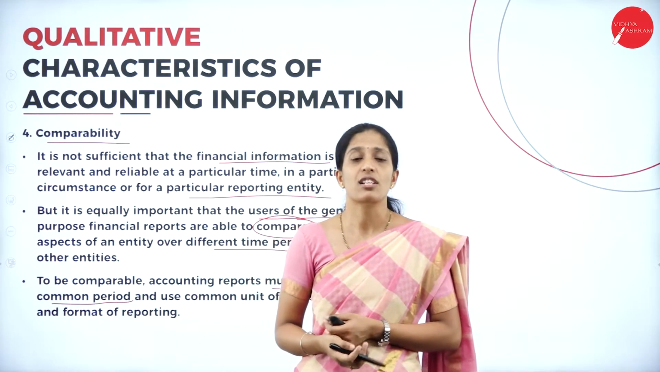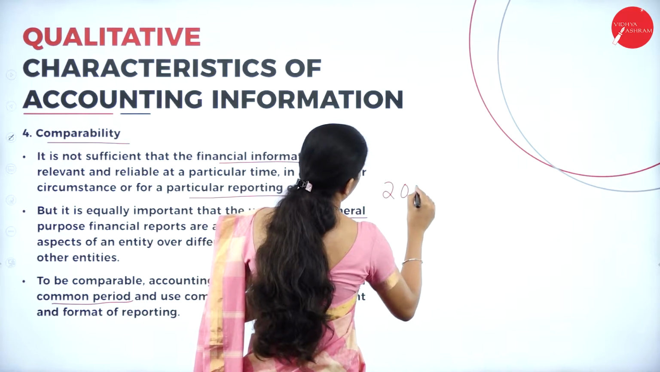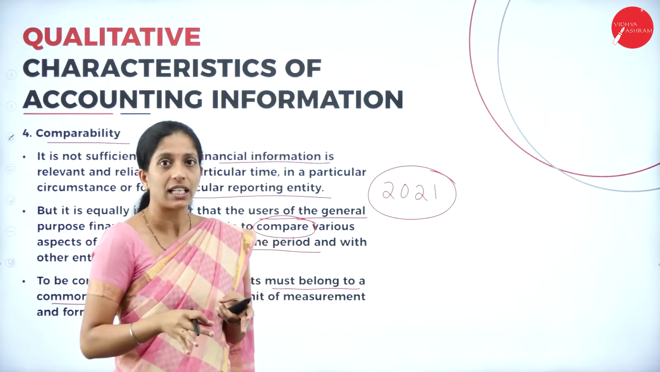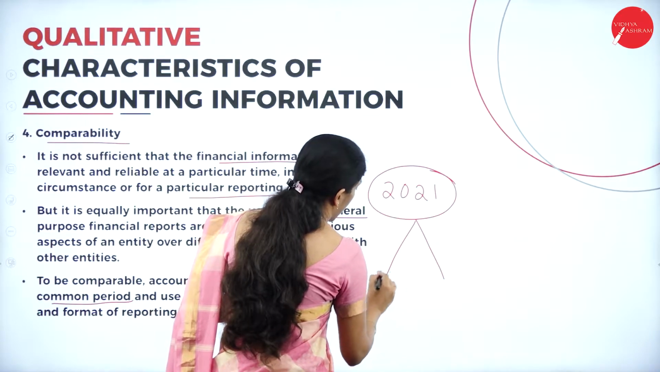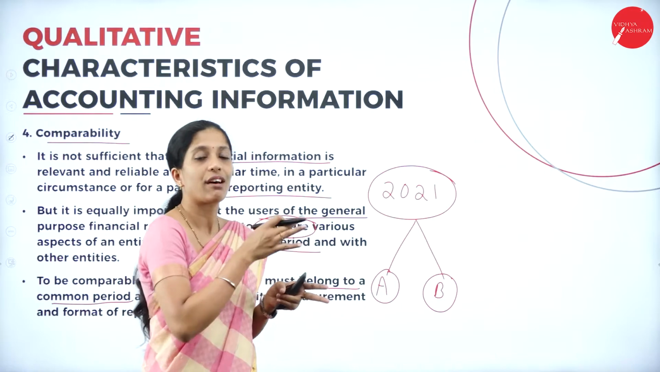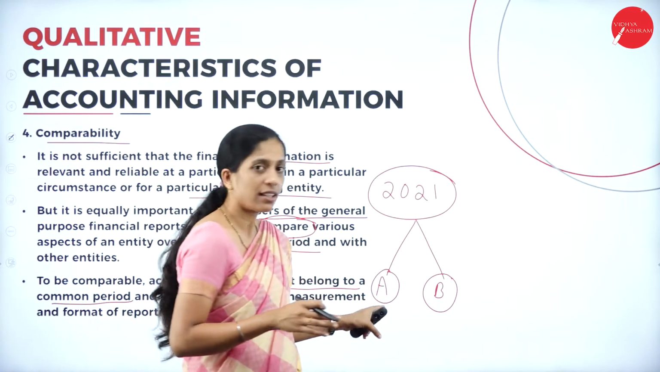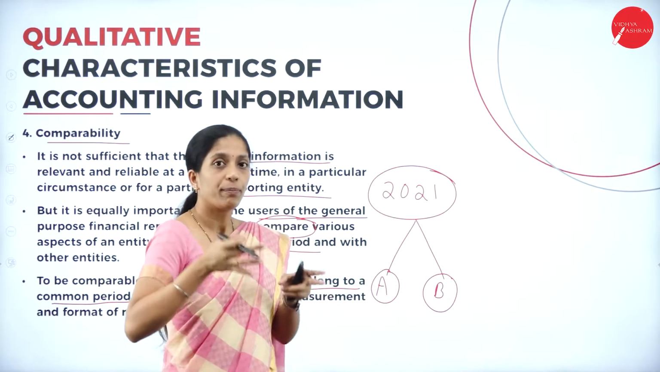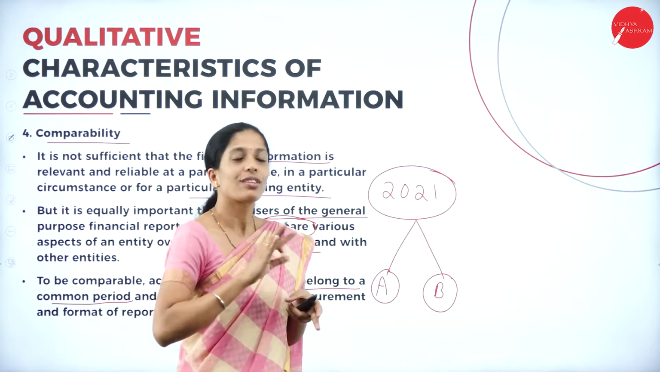Suppose the organization wants to check the profitability in the year 2021, then 2021 has to be taken as a common year for the comparison between the two organizations. So let us take A and B. So the profitability of A and B in 2021 has to be compared. So we cannot take the profitability of A in the year 2020 with that of B in the year 2021. So this will not happen.